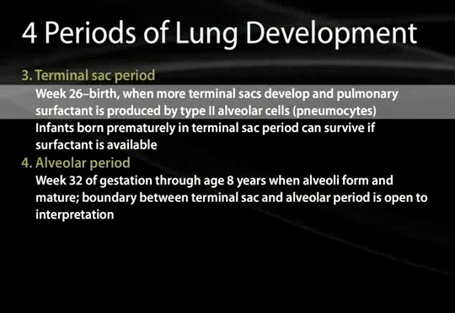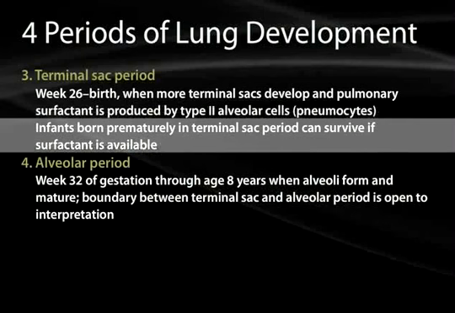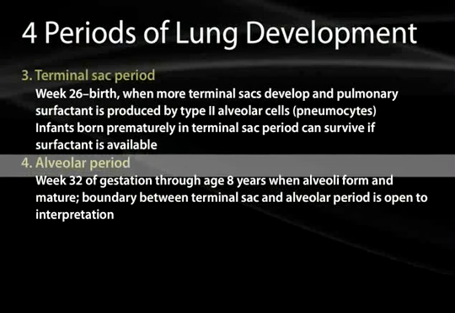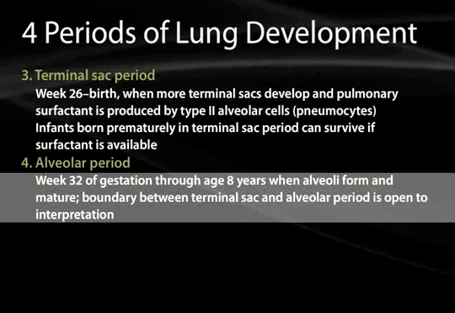Once you get to the terminal sac period, that's going to be week 26 through birth, and there's going to be a lot more terminal alveoli added at this point. And the pneumocytes, the type 2 pneumocytes, are going to start producing surfactant. Think of surfactant as soap or a lubricant, which is going to prevent those very sticky, wet alveolar sacs from sticking one side to the next side. If you have infants born at this level, they can survive as long as you give them an external or exogenous injection of surfactant.